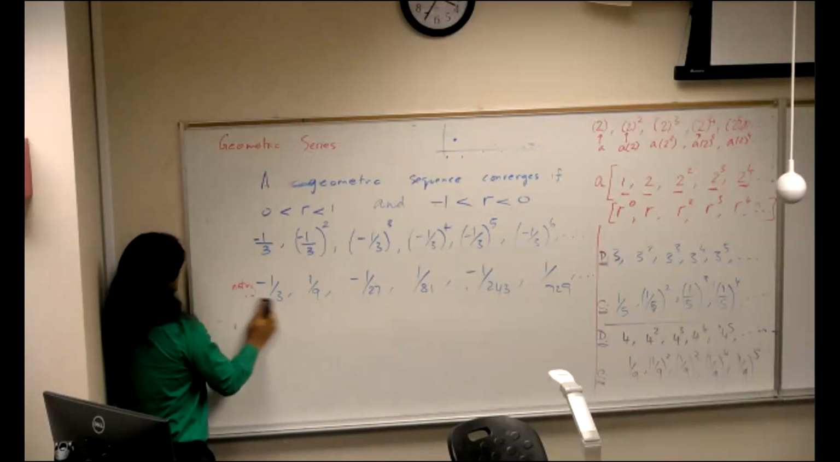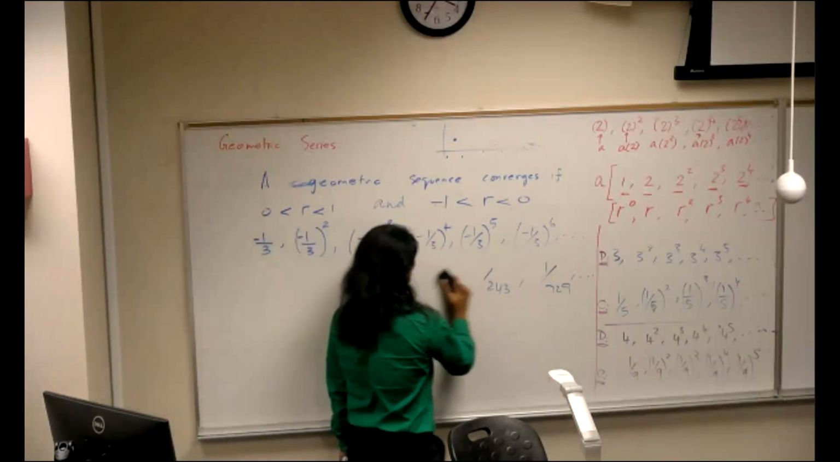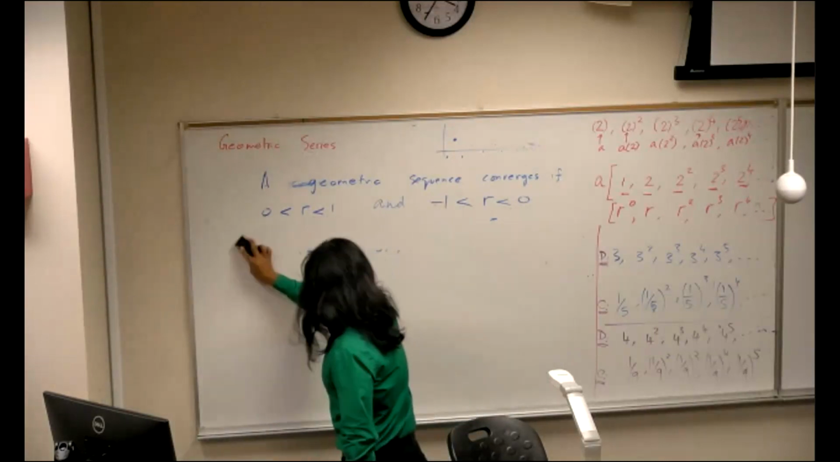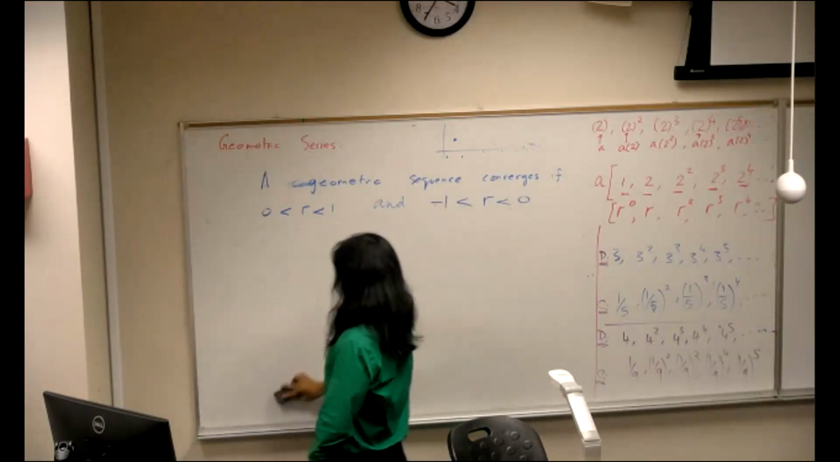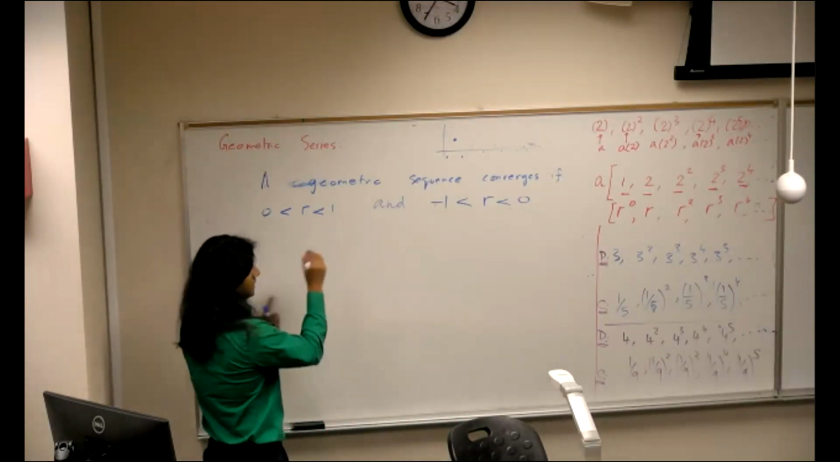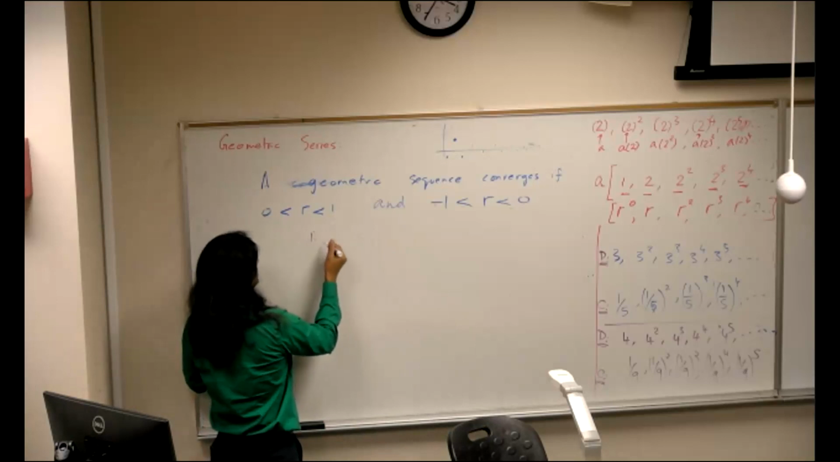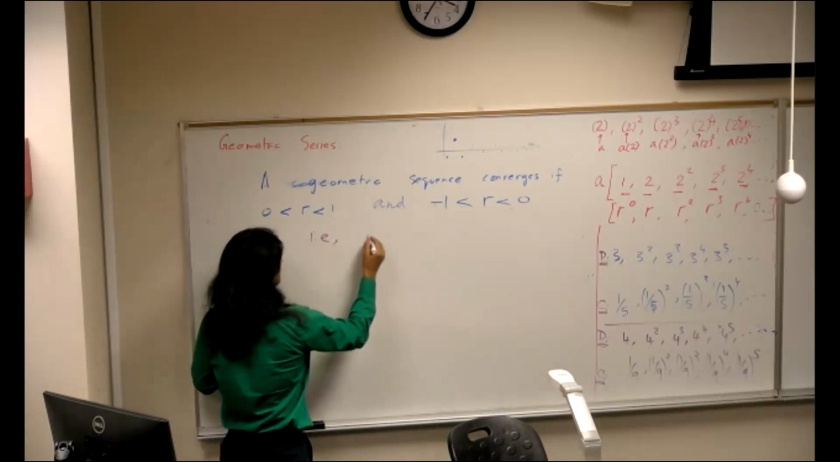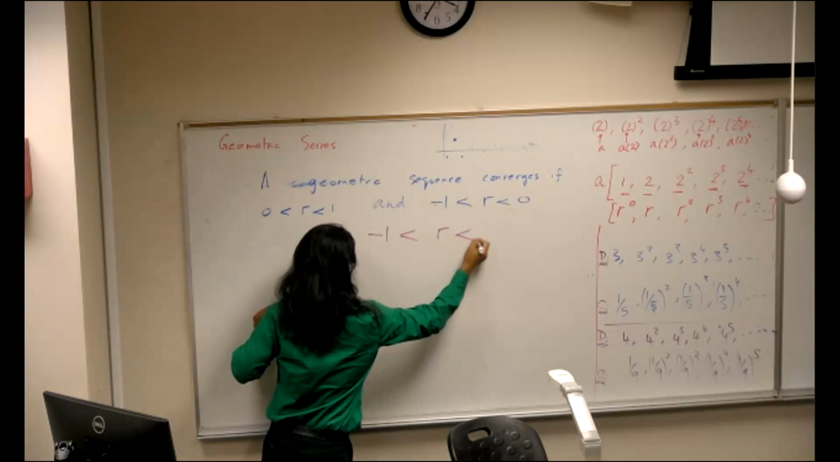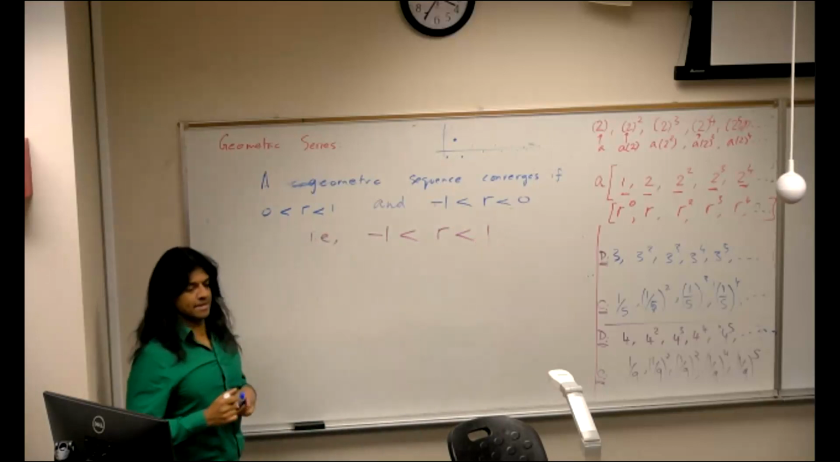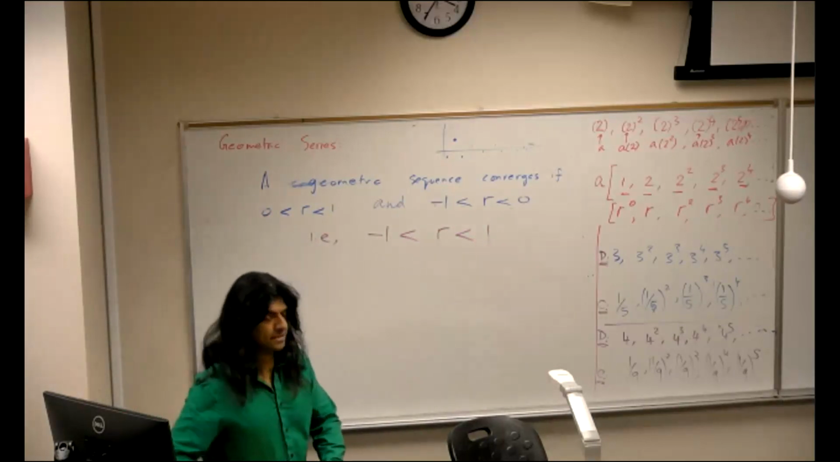So the convergent or divergent geometric series could either be alternating or not alternating, but it all depends on the value of R. R has to be between -1 and 1.